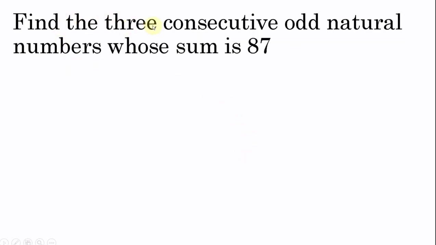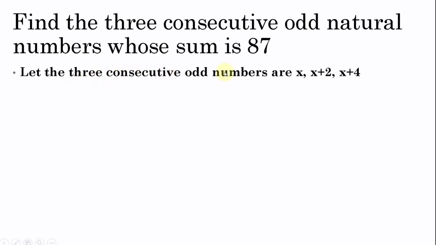Here find the three consecutive odd natural numbers whose sum is 87. So see how we get the next odd number. If I have 3, I will get the next odd number by adding 2 to it. Again I will get the next odd number by adding 2 to it. So if I am taking the first odd number as x, the next odd number will be x plus 2, and another odd number will be x plus 4. So here I am taking our three consecutive odd numbers. First is x, another is x plus 2, and next is x plus 4.